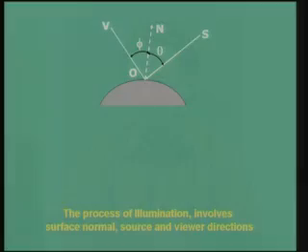Of course, there have been a lot of developments on illumination and shading. I talked of this term called radiosity, which we discussed at the end of ray tracing. That is probably one of the best methods so far, and there are advances based on it to create visual realism of pictures in virtual reality or computer graphics. Now, let us try to understand the process of illumination, which involves the surface normal, source and viewer directions.